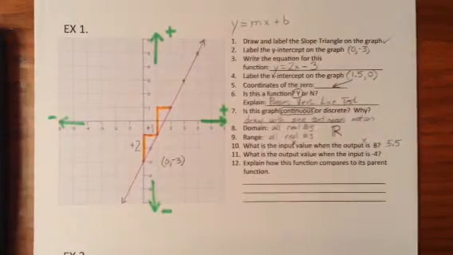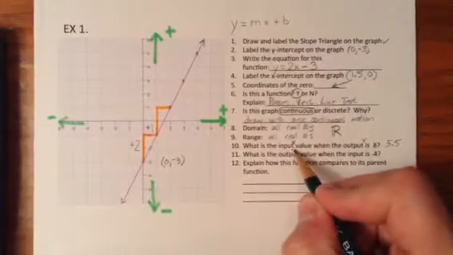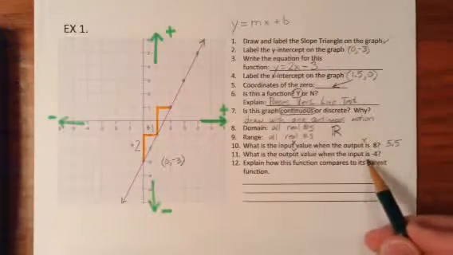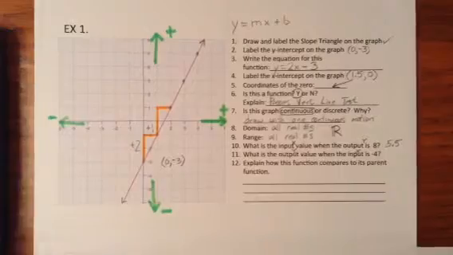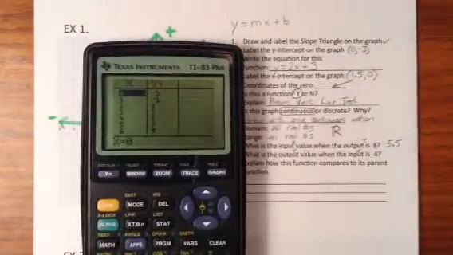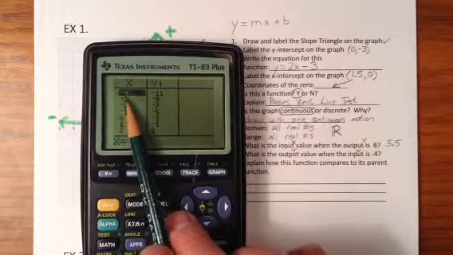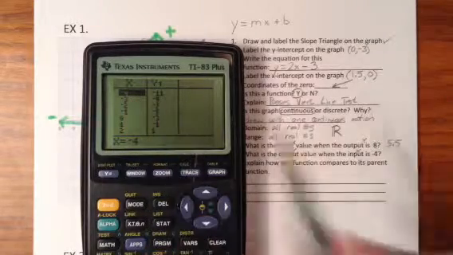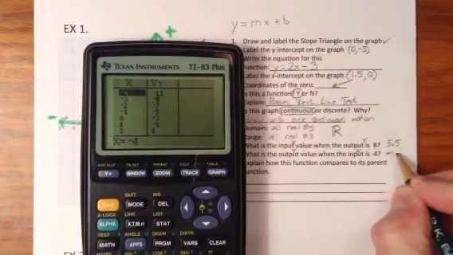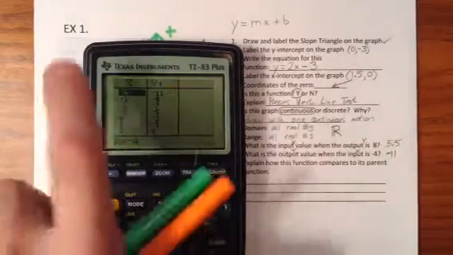Do the next problem, what is the output? So what is the y value whenever the input, or the x, is -4? Calculator will do this because I know I'm going to have an input of -4. It's right there, -4. Input gives me an output of -11. That's a lot easier when they give us the x.